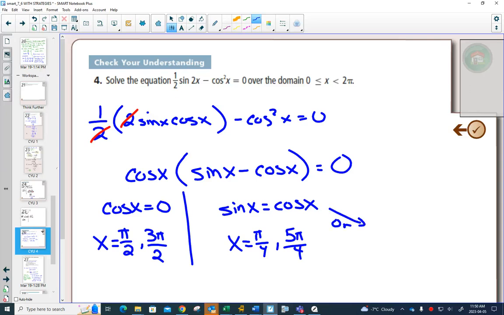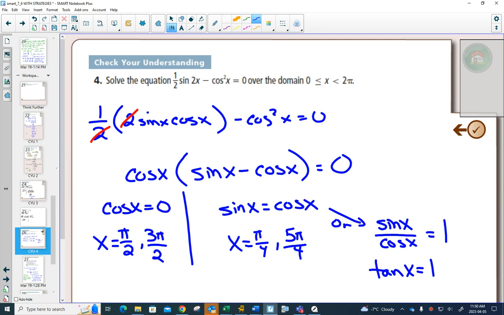Or, and some people really like this, you could change this to one trig function. The way that you could change it to one trig function is a little clever. If you divided both sides by cos, you would get sine x over cos x is equal to 1, and sine x over cos x is just tan x.